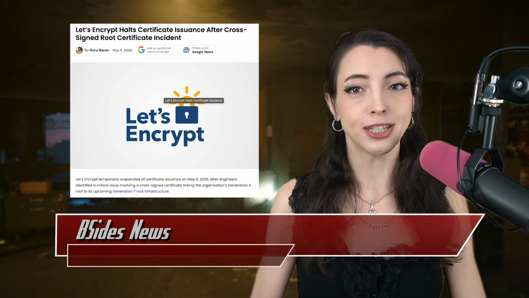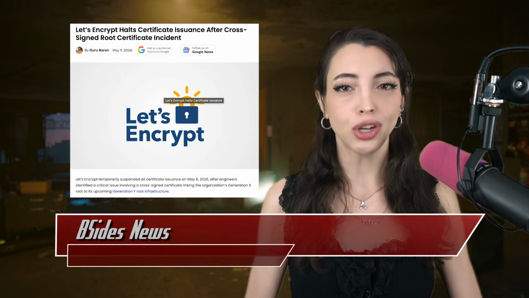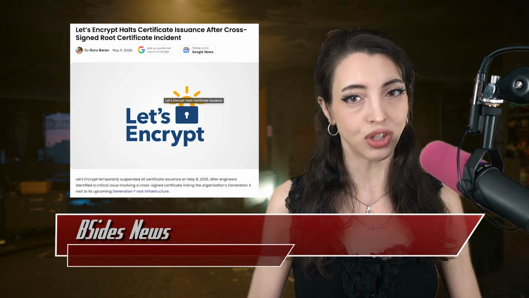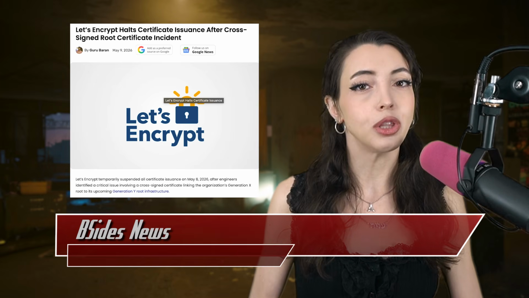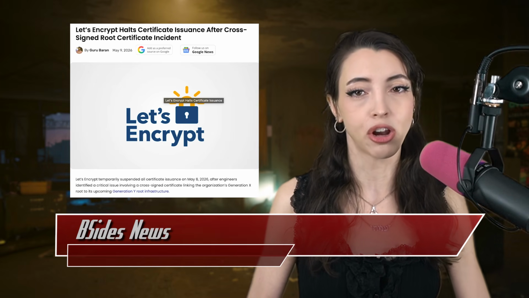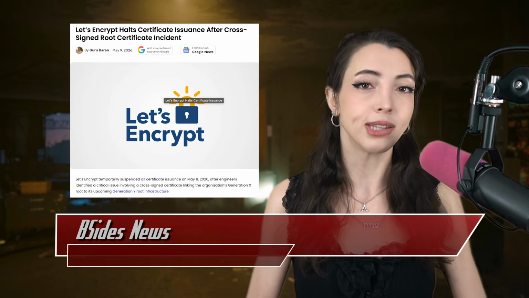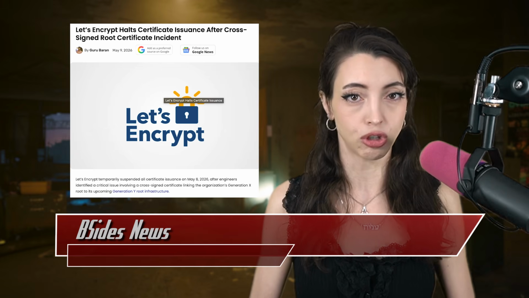Let's Encrypt turned into Let's Not Encrypt as they took a pause in their certificate issuance services. There was an issue with the cross-signed certificates linking Generation X's roots to its upcoming Generation Y root infrastructure.